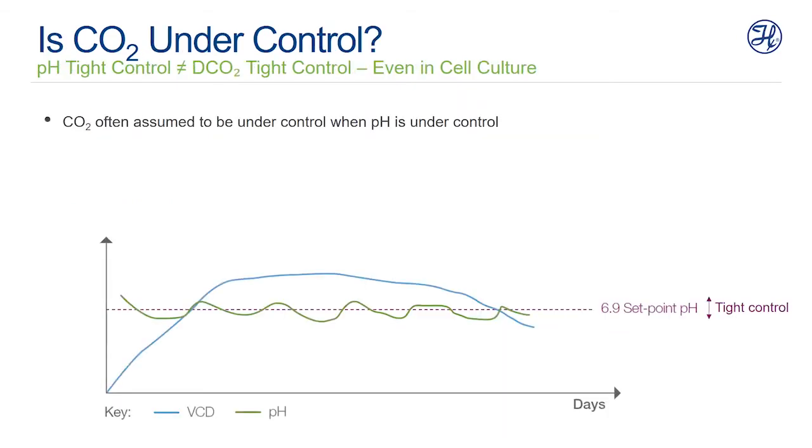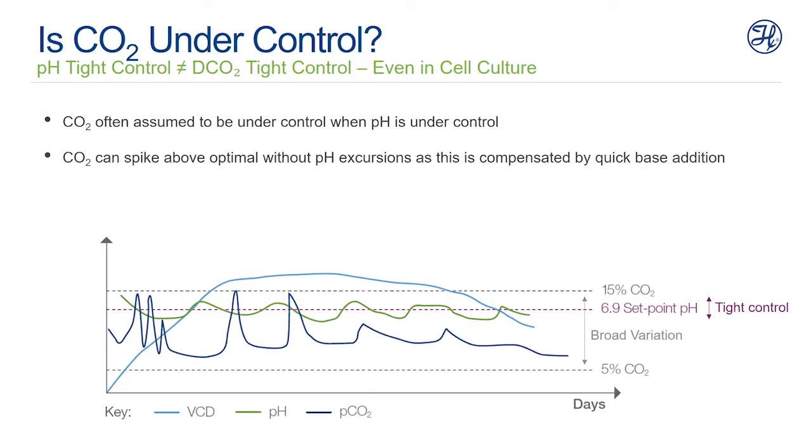So let's look at a typical cell culture profile. In this example, pH is tightly controlled at 6.9, so you would imagine that CO2 is also staying relatively constant. What we see with continuous monitoring of CO2, however, is that pH doesn't actually prevent CO2 from fluctuating significantly. So even when your pH is controlled tightly, you can still have significant spikes in CO2, even if they're only for brief periods of time. These spikes can be compensated with base addition in bicarbonate systems, but even these brief spikes can be detrimental to the cell culture.